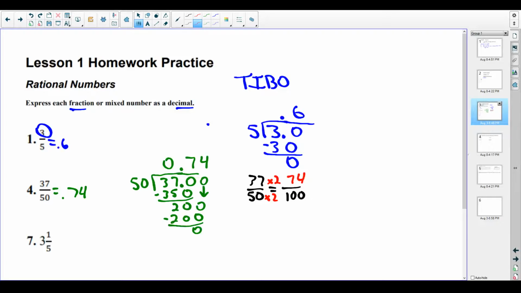Alright, so 74 out of 100 is 74 hundredths. That's what we wanted. Okay, third one.